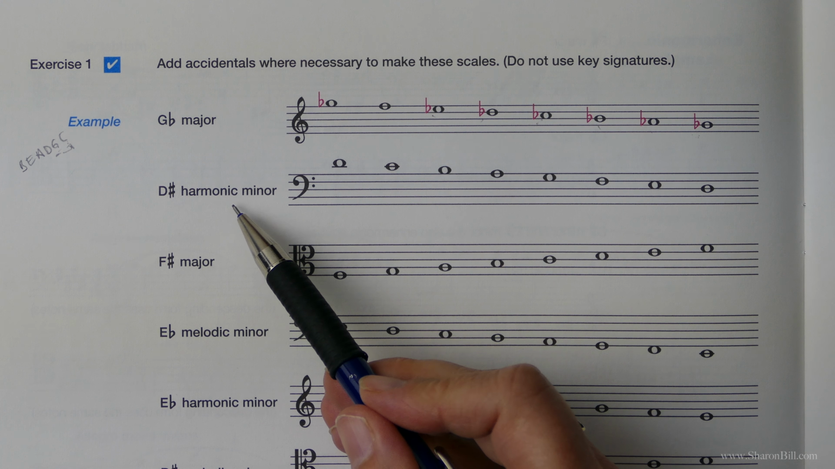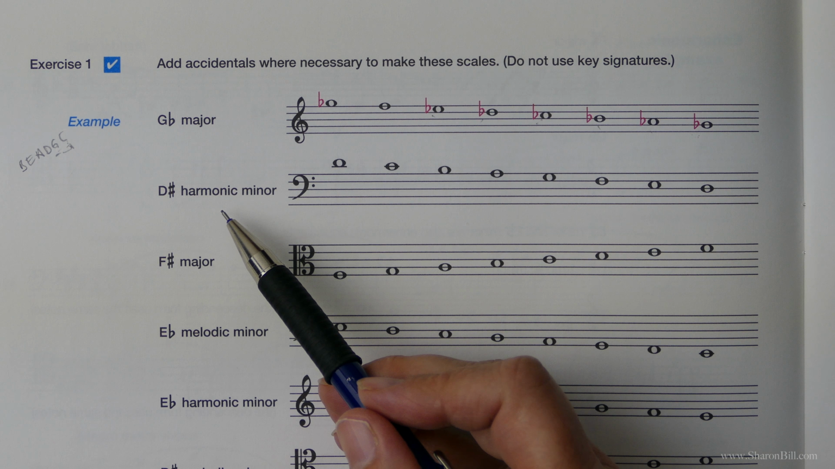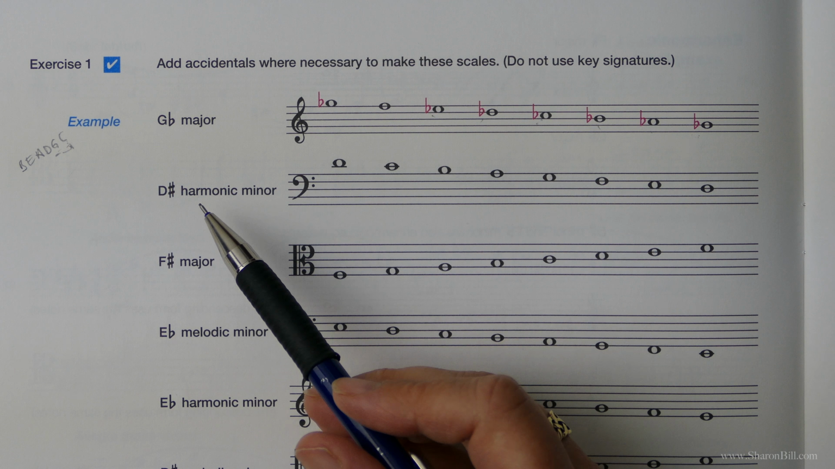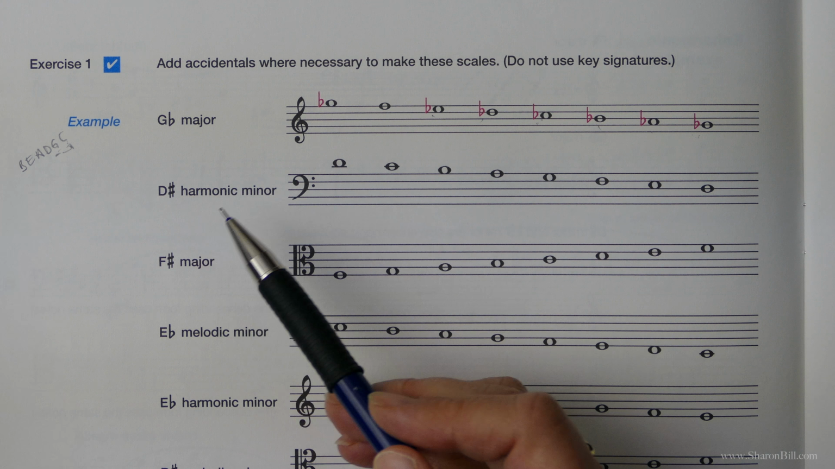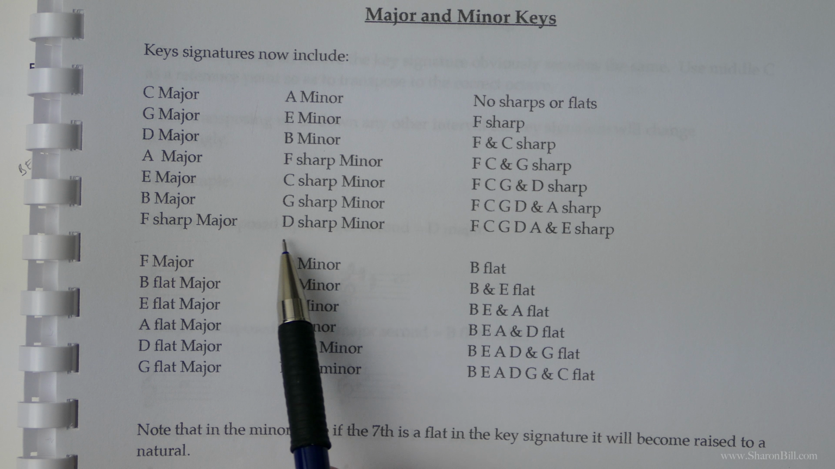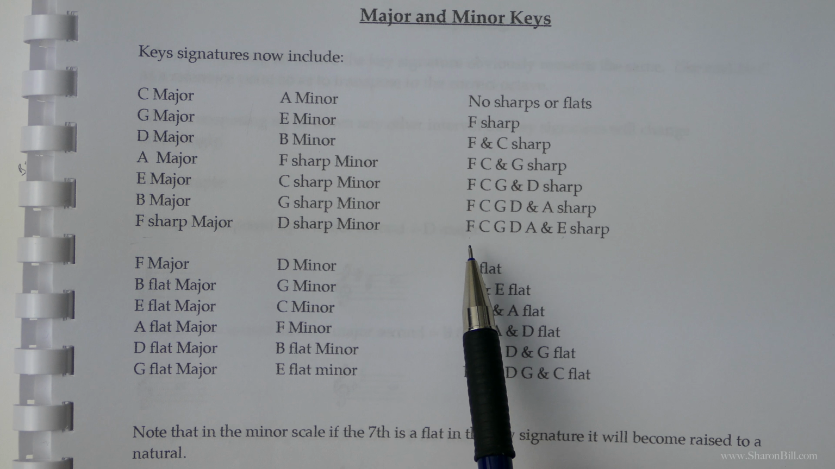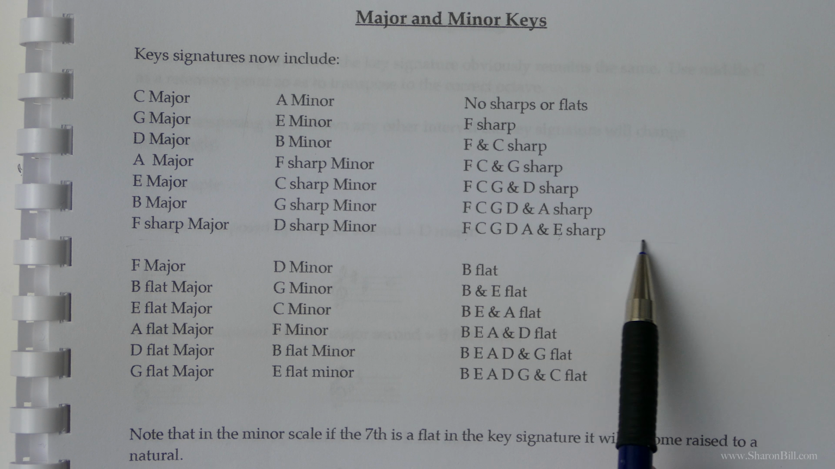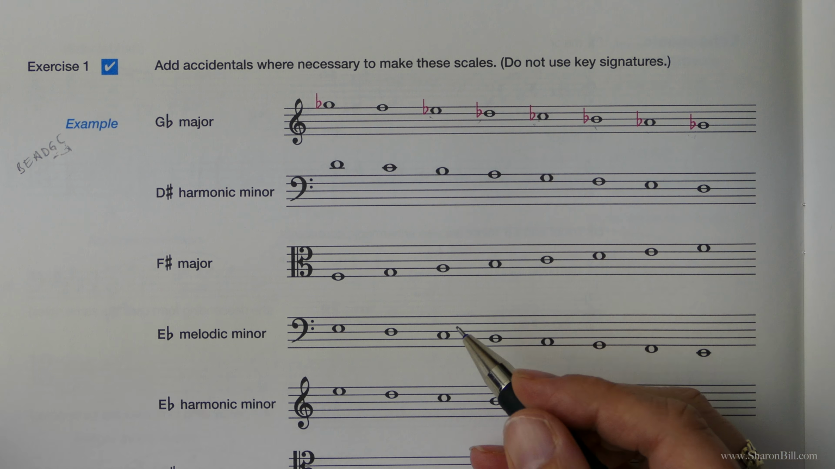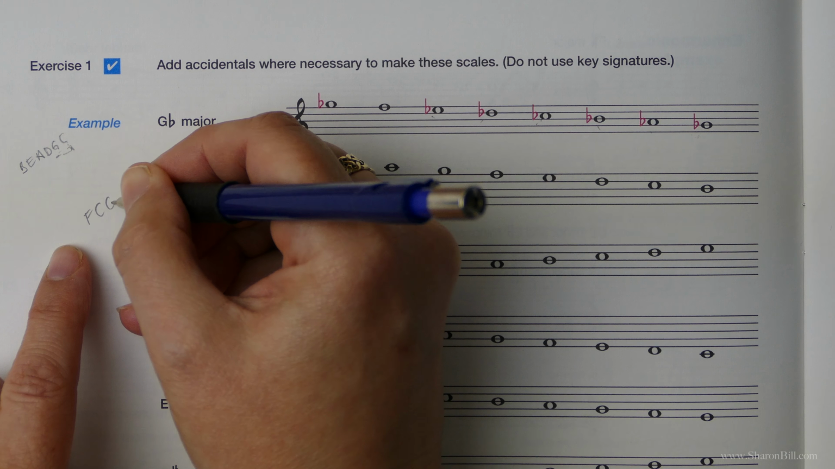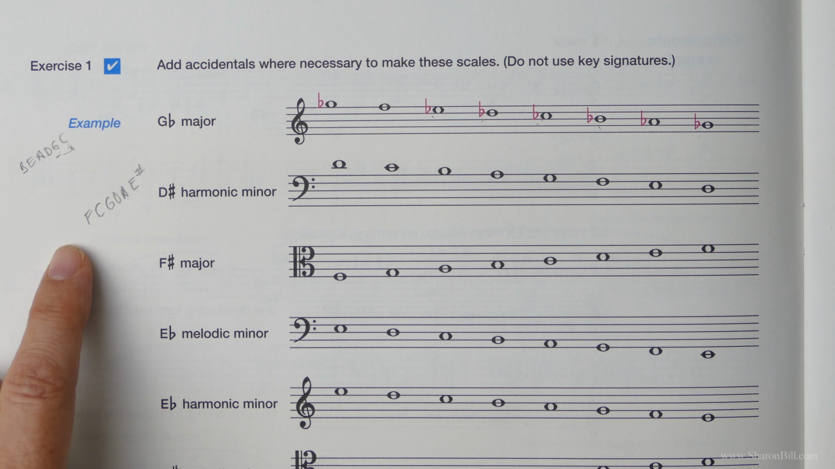So D sharp harmonic minor, we follow the same steps that we've done before, and so we need to know the related major key signature, and then for the harmonic minor we then raise the 7th. So D sharp minor we can see is related to F sharp major, which has got F, C, G, D, A, E. I remember that as 5 cats go down and eat. So we need to know F, C, G, D, A, E. 1, 2, 3, 4, 5, 6 sharps. So that's the first step.